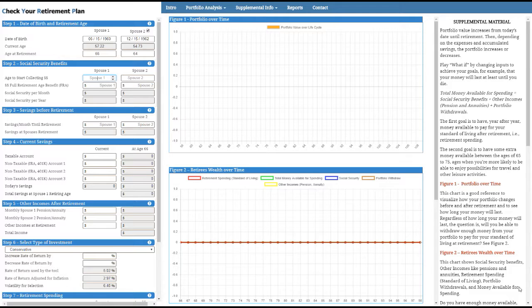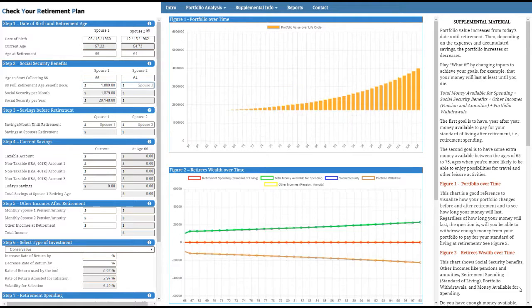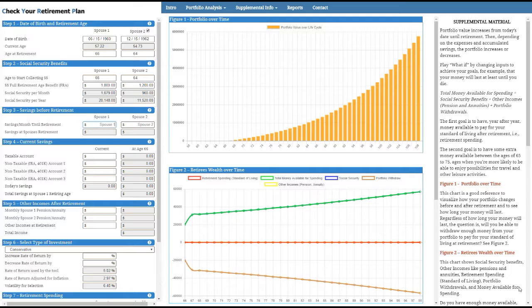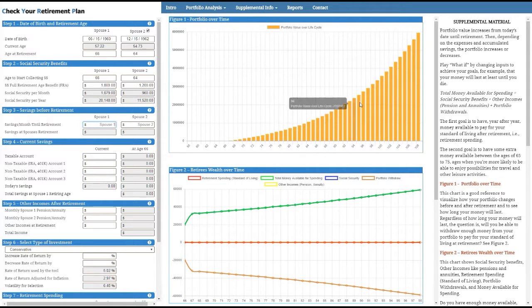In Step 2, enter the age at which both spouses will start collecting Social Security benefits, as well as the Social Security benefits at FRA, also known as full retirement age. Go to the Social Security website and open an account to get your FRA. As you enter this information, the tool immediately plots the 3 charts in the Charts section. Because so far there are no expenses, the tool assumes that the Social Security benefits are saved and that they will keep increasing in value.